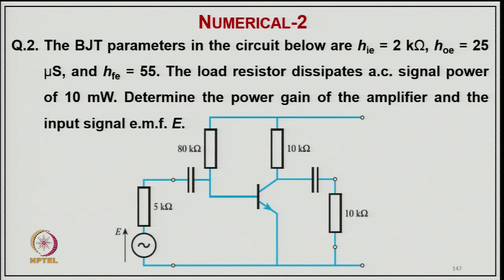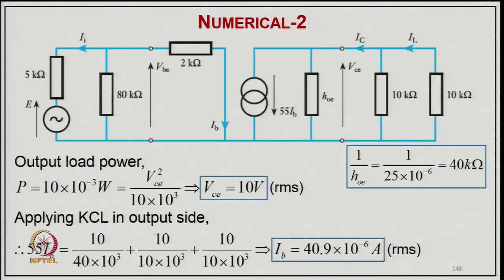So, coming to the second example, the BJT parameters in the circuit are shown, again a common emitter amplifier circuit, HIE 2 kilo ohm, HOE 25 microsiemens and HFE 55. The load resistance dissipates an AC signal power of 10 milliwatt. Determine the power gain of the amplifier and the signal induced EMF. So, this is the equivalent circuit with the load resistance here as well as the input bias resistance. From this you can find 1 upon HOE, that comes to 40 kilo ohm, and the output power is given as 10 milliwatt, and from this you can find the VC across the load, that comes to 10 volt, and applying the KCL there.